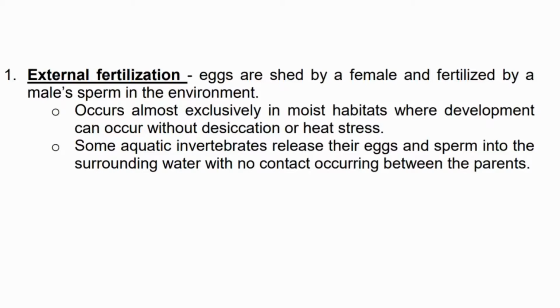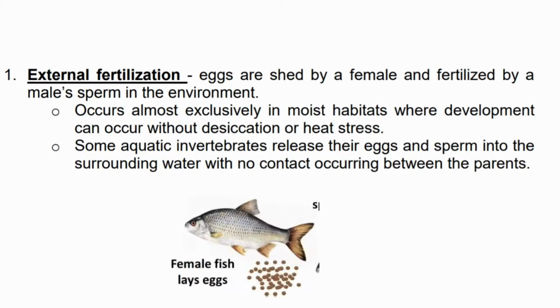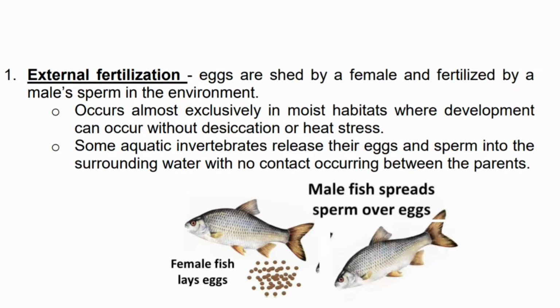External fertilization: eggs are shed by a female and fertilized by a male's sperm in the environment. Some aquatic invertebrates release their eggs and sperm into the surrounding water with no contact occurring between the parents. In animals exhibiting external fertilization, like fishes and amphibians, courtship behavior increases the probability of successful fertilization and permits mate selection.